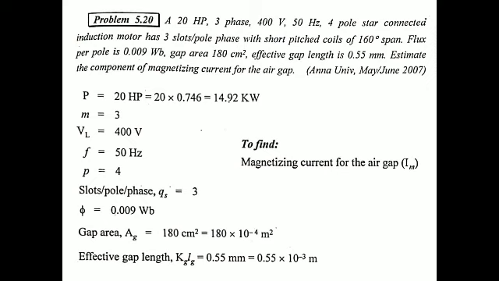Then estimate the component of magnetizing current for the air gap. So people, we have less data in the given. So just check the data. We have a power, we have a phase, we have a voltage, and it is in a star connection. Then frequency, then poles, then slots per pole per phase, it is M. Here it is mentioned as QS. Then flux value is there, gap area is there, effective gap length is there, KG into LG. With this content, we're going to find the magnetizing current.